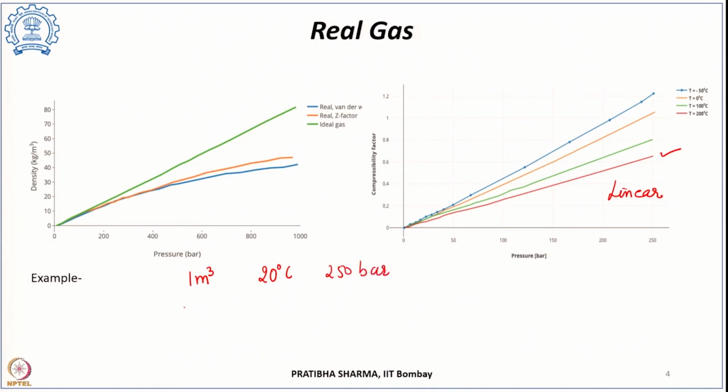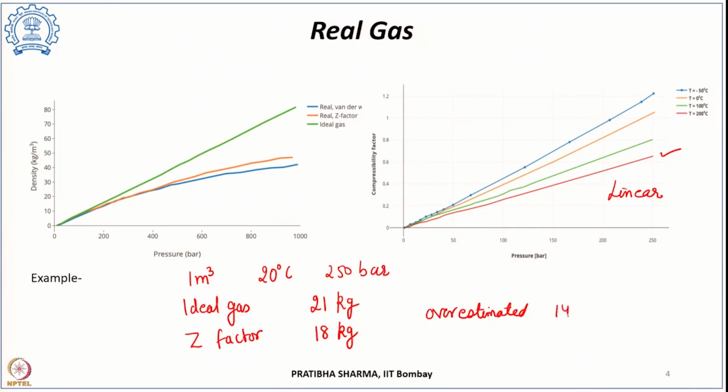Now if we use the ideal gas equation and the compressibility factor to find out the mass stored, we find that using the compressibility factor the mass stored comes out to be 18 kg, while considering the ideal gas behavior it comes out to be 21 kg. So that means if we consider the ideal gas behavior, then we have overestimated the mass of hydrogen stored in that storage vessel by about 14%, and that tells us that under conditions of higher pressures we need to consider the real gas equation of state.